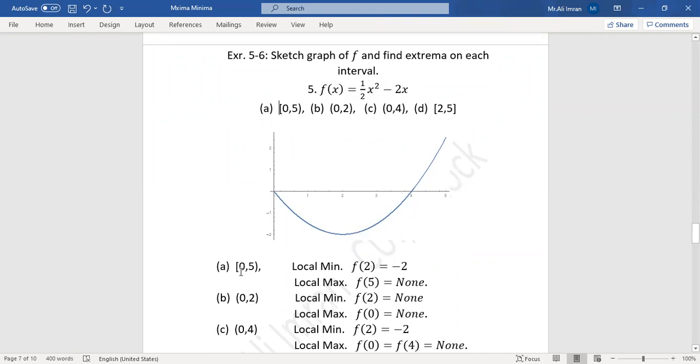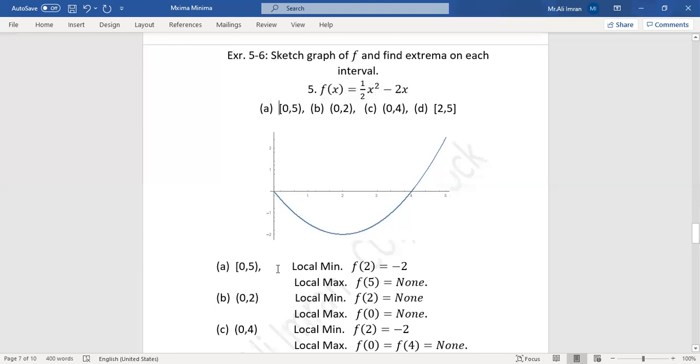First of all, we have interval 0 to 5. At 0, the interval is closed. At 5, the interval is open. Now, if a is 0 to 5, this is the interval. From 0 to 5, the lowest point lies at x is equal to 2 and the function has value minus 2. This is the local minimum. And if we look for the maximum value, it lies at x is equal to 5, but at this point the interval is open, so we cannot find a maximum value at this point.